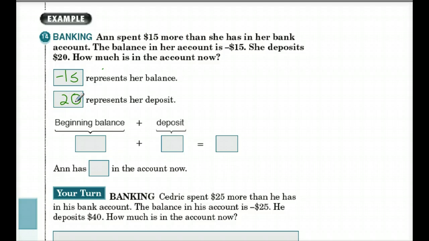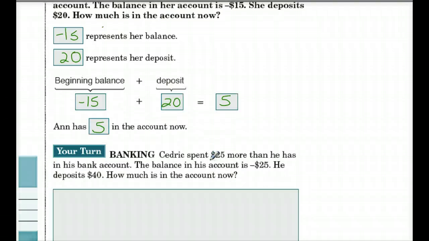+20 represents her deposit. So beginning balance, we have -15. Then she deposited $20 more. How much does she have left? Well, -15 plus 20 we know is 5. So she has $5 in her account now.